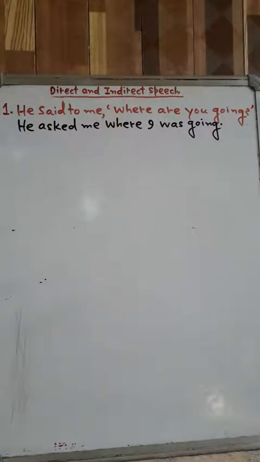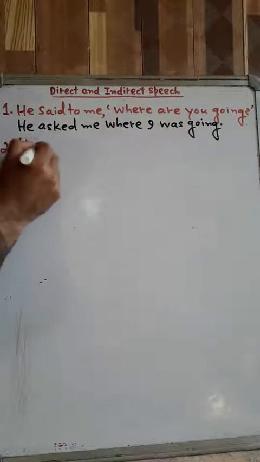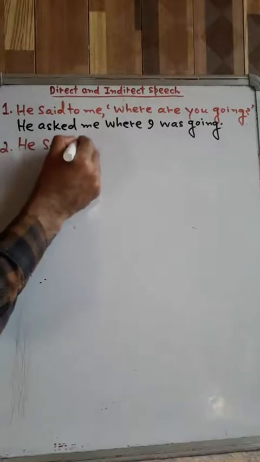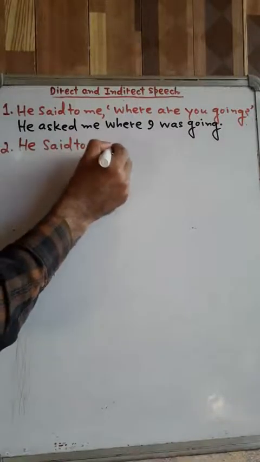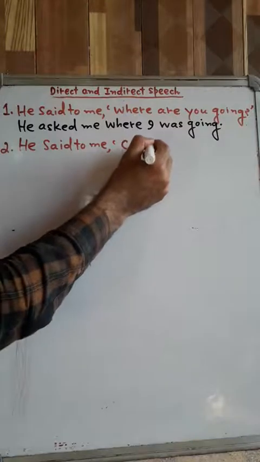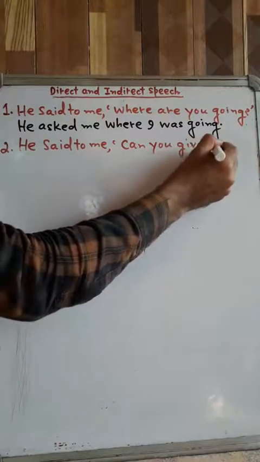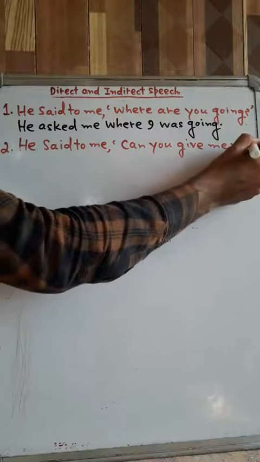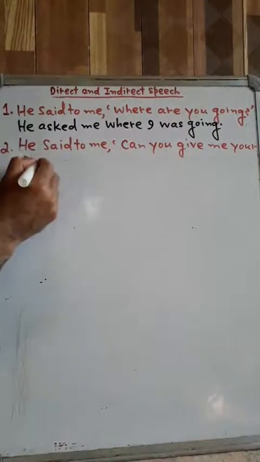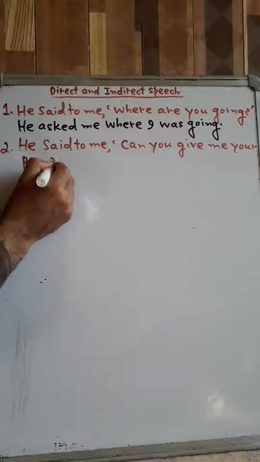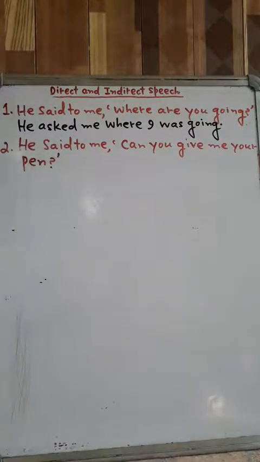Number second: he said to me, "Can you give me your pen?" Now here the question begins with a modal. When the question begins with a modal or auxiliary verb, we use if or whether to introduce indirect speech.